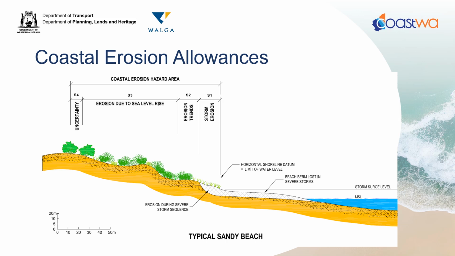This figure diagrammatically shows the summing of those coastal erosion allowances. We can see the horizontal shoreline datum, the HSD we discussed before, is the reference point, the limit of the water level in a significant storm event, and each of these lines is then measured back from that. So we have our S1 allowance for storm erosion, our S2 allowance for longer term shoreline erosion trends, our S3 allowance for potential erosion due to sea level rise, and then an additional uncertainty allowance at the back. We sum all those up, and that's how we determine those coastal erosion hazard lines.